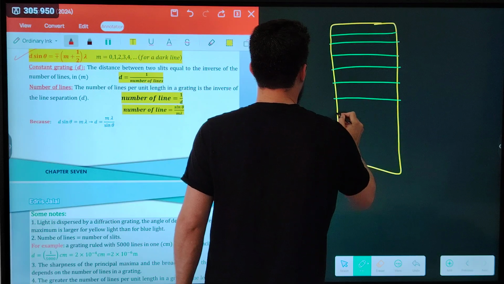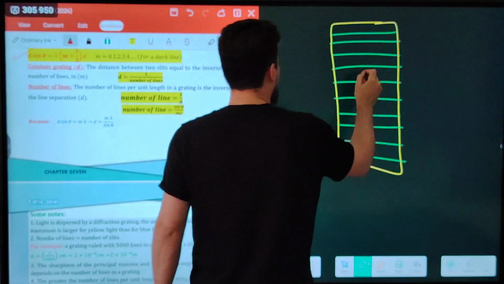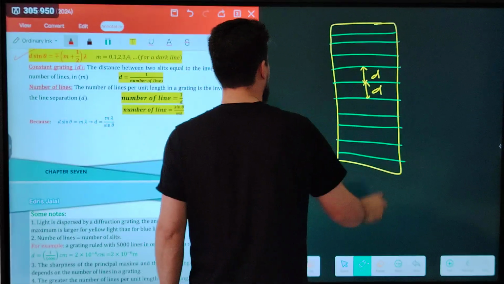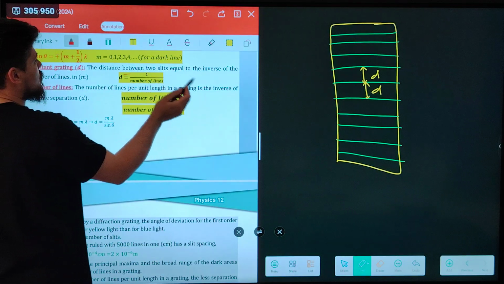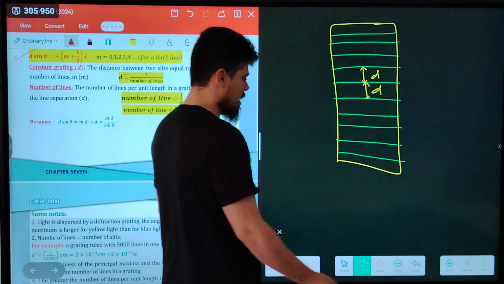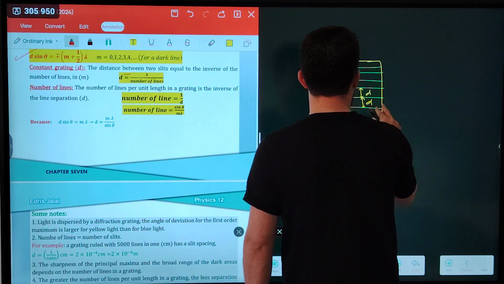This is called the constant grating. This distance is the distance between the gratings. All distances should be the same. The distance between two slits is equal to the inverse of the number of lines. More number of lines, less distance. Less number of lines, more distance.